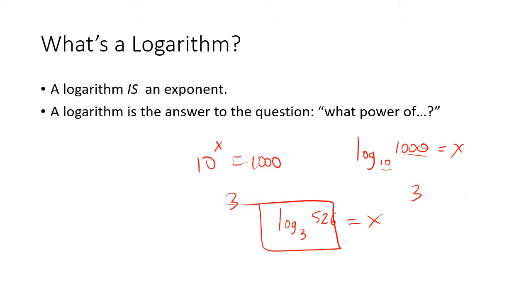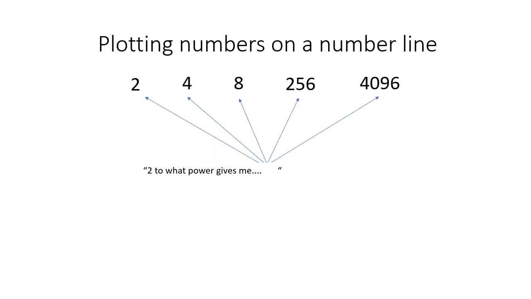And we'll talk more about this in the future, but let's go back to that. Just to be clear, this is an exponent, and this is the answer, this is the logarithm, right? So a logarithm is an exponent. It goes in the exponent of some base. If I went back to this question and I said, all right, plot these numbers on a number line, well, we could look at this from a logarithm perspective.